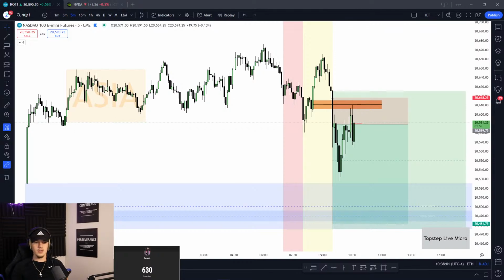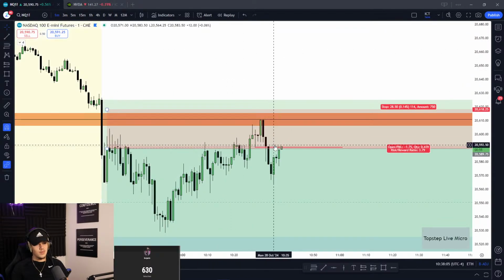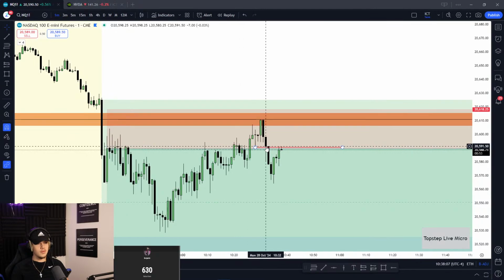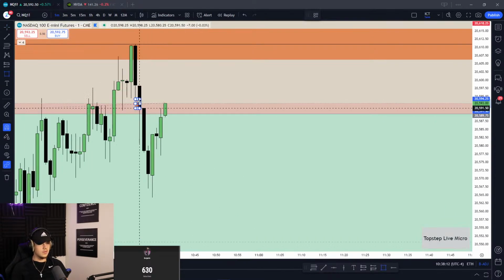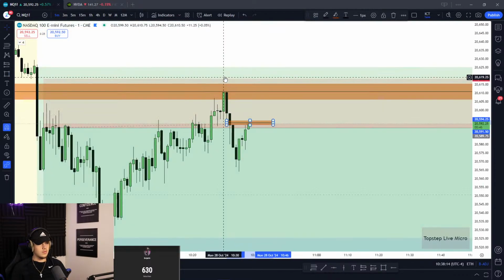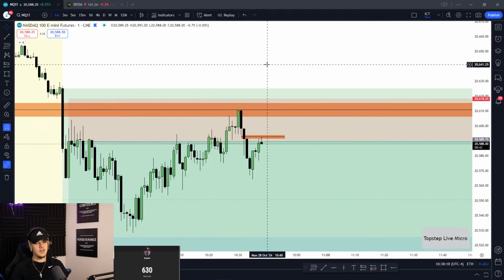Don't like that reaction though. Not the cleanest. Alright, we got that 1 minute fair value up though, which we just traded into. Tap consequent encroachment. Just traded a little past it. Should move lower from this point.